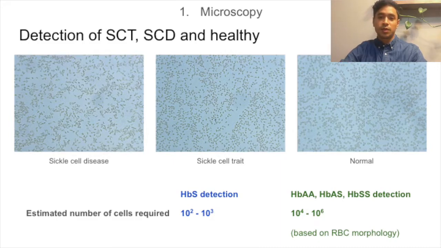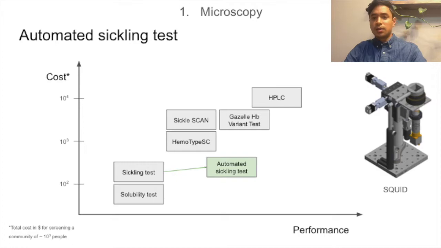Looking at the cost performance plot, an automated sickling test would cost similar to the traditional sickling test, but would have a much higher performance and would potentially be able to distinguish sickle cell trait, sickle cell disease, and healthy cases automatically without the need for highly skilled personnel, which would be ideal for screening the disease in rural or remote communities.